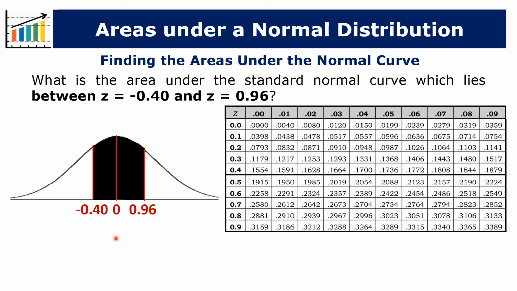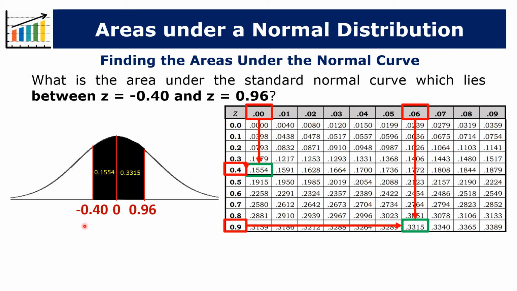Okay, so first we have to look for the area between 0 and negative 0.40. So we just locate that. Again, we can use positive 0.40 as our reference. In this case, the area is 0.1554. So ito yung area nito. And then for the area between 0 to 0.96, we locate 0.96 in our Z table. Then the area is 0.3315. So the area of this is 0.3315.